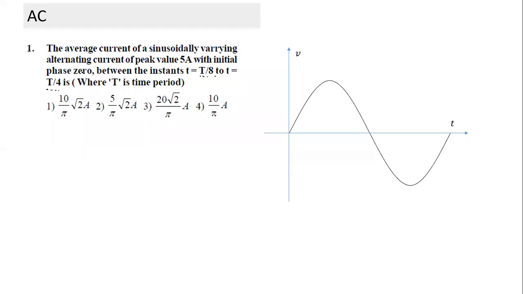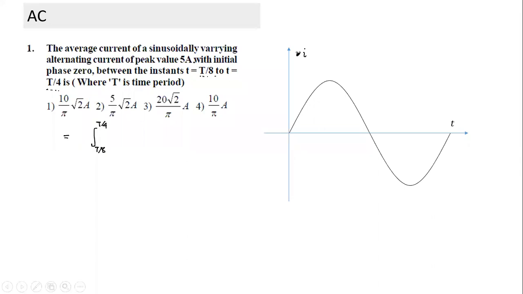If we have to draw this current, with initial phase 0, the shape of the current will be like this. T is the time period. This is a pretty simple question. If you have to find I average, this particular case is not for the entire time interval, so simply we can use the formula. We'll find the area under the curve from T by 8 to T by 4. I have to find the average between T by 8 and T by 4.